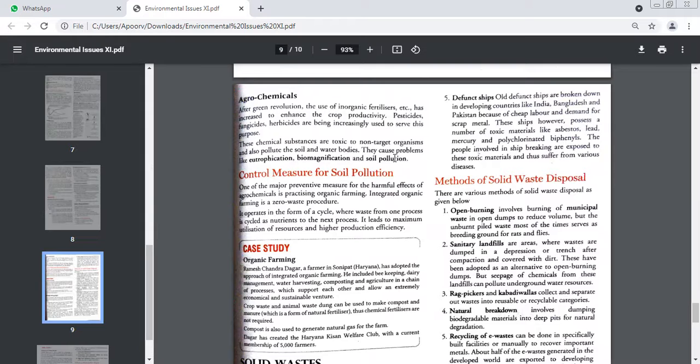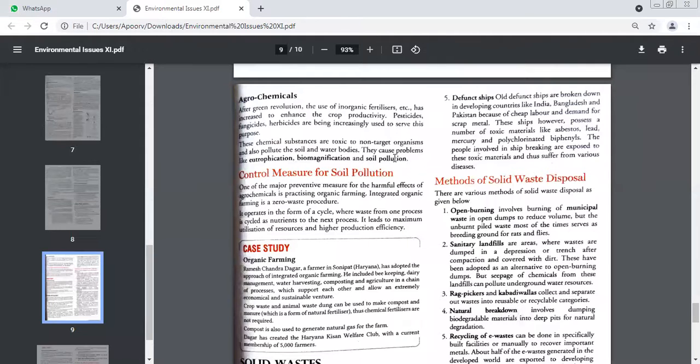These chemical substances are toxic to the non-target organisms. They pollute the soil and water bodies. They cause problems like eutrophication, biomagnification, and soil pollution. All these three terms you already know. So what should we do? Control measures for soil pollution. One of the major preventive measures for the harmful effects of agrochemicals is practicing organic farming. What is the solution?